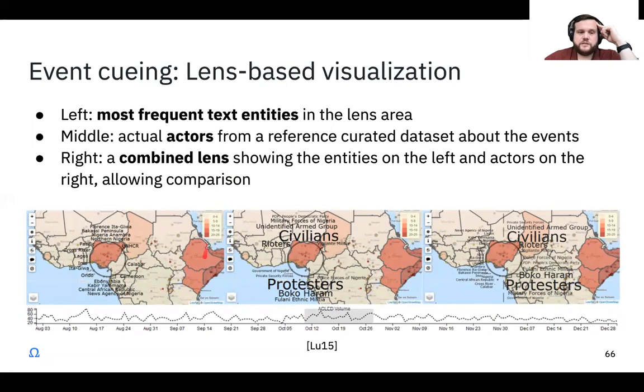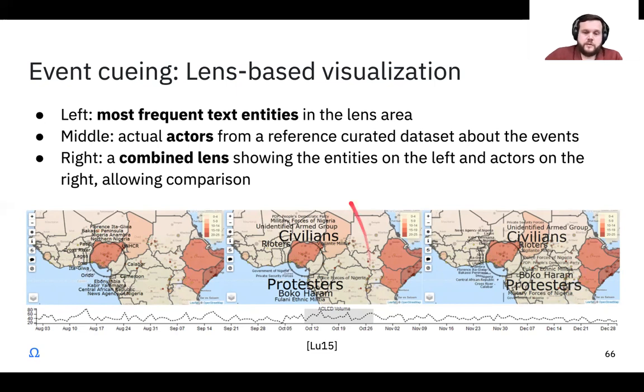An additional component here is the so-called lens-based visualization. So you have your lens under your cursor, and you can hover over the map and uncover different things. Here we see that in the left mode, we see the most frequent text entities in the lens area. So basically, if we go over Nigeria, we summarize all text coming from that country, and here we have maybe a word cloud based visualization of what the detected entities from the text there were.